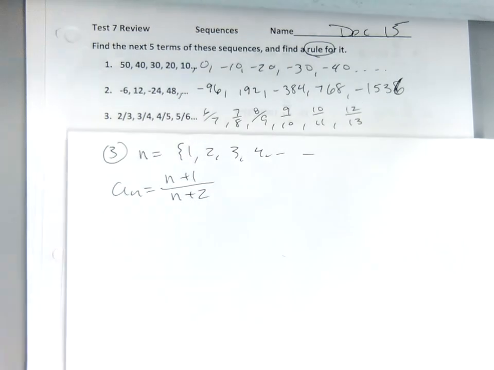Let's see if that formula works. N plus 1 over n plus 2. If I plug in 1, I get 1 plus 1 over 1 plus 2, which is 2/3, right? If I plug in 2, 2 plus 1 over 2 plus 2, 3/4. So it works, doesn't it? So you have one problem on here where you have to use your brain, but you can do it, okay?